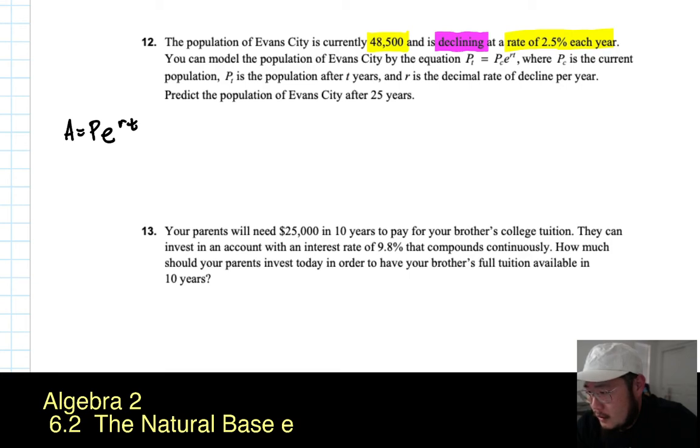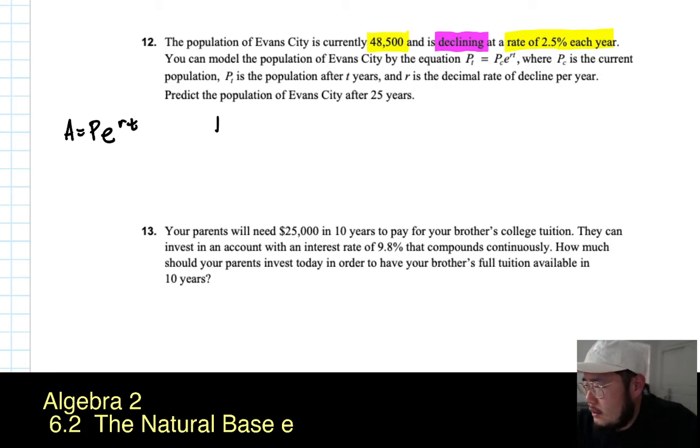I got 48,500 is P sub C. E does not change, right? That is always going to stay the same. E is E. And then we have E raised to the R times T.